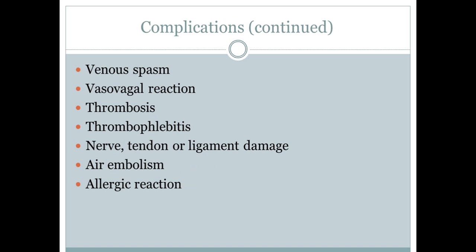Other complications would include a venous spasm, a vasovagal reaction. You don't want the patient to pass out. You can get thrombosis, thrombophlebitis. More damaging complications could include nerve, tendon, or ligament damage, air embolism. That one, we're also going to be extremely concerned about with our PICC line dressing changes and manipulation, as well as with the midline, and possible allergic reaction.